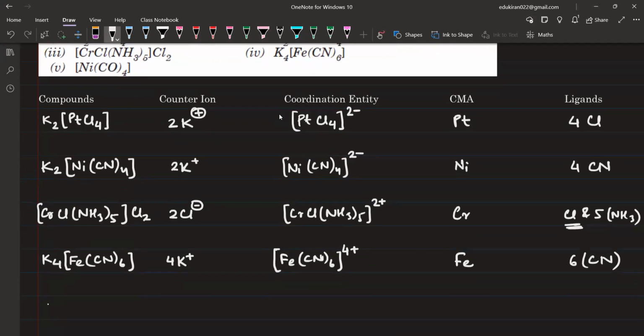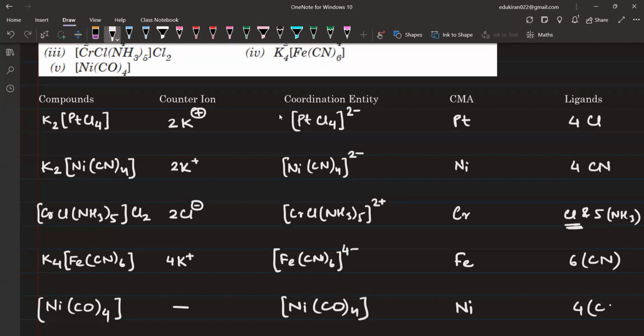And then in the fifth case we have, sorry, 4 negative, my bad. We have nickel, CO whole 4, and there will be no counter ion. The coordination entity is going to be nickel, CO whole 4, and the central metal atom is nickel. The ligands will be 4 carbonyl.